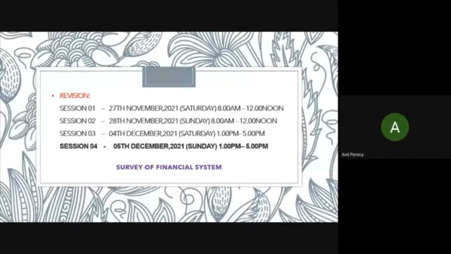Yes, sir. Okay, so tentatively, I think these dates are confirmed. Survey of Financial System has four revision sessions, starting from 27th November. I think almost 16 hours of revisions. I think it's a very good coverage of time. That weekend we have two sessions, 27 and 28, both mornings. And also next weekend, December 4th and 5th, again, two evening sessions.